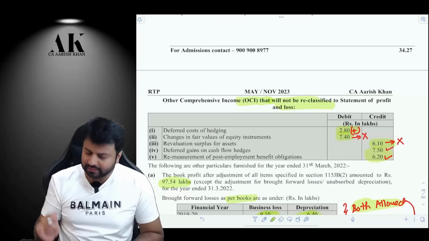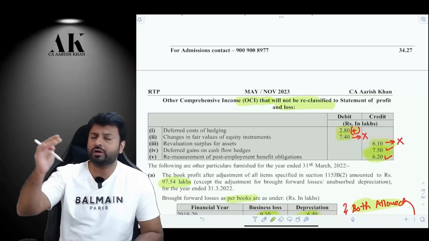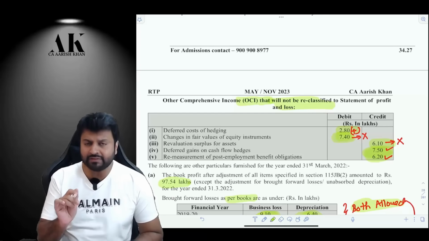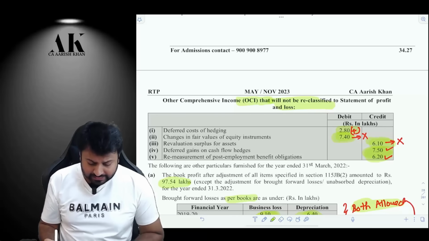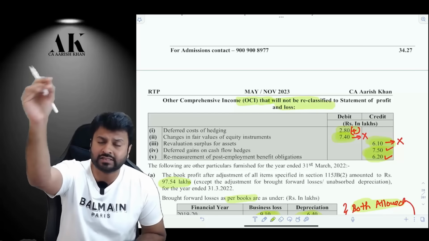And the last two things do not come in the exception; they come in the general provision. For those last two things, you are going to add it and reduce it from the book profit. Okay, so which items am I not going to reduce? The changes in the fair value of instrument I am not going to add, and changes in the revaluation surplus of asset I am not going to reduce, because these two items will be adjusted in the year in which the asset is sold.